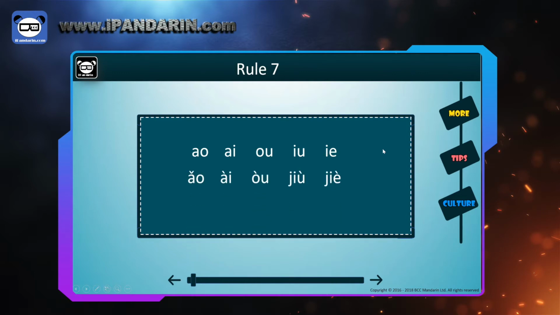So look at this. We should always find a first. When there's a in the final, the tones are always marked on a. But when there's no a, we should mark the tones on o or e, and when I and U are together, we mark the tones on U. Yes. Do you remember? Find a first. When there's no a, it's either on o or e. When I and U are together, we mark it on U.